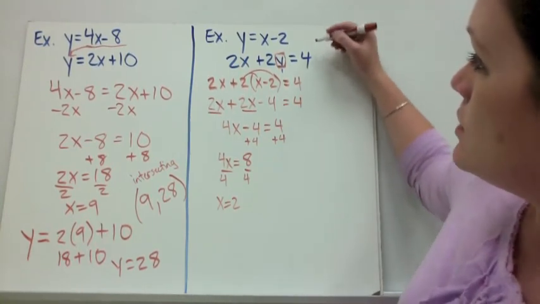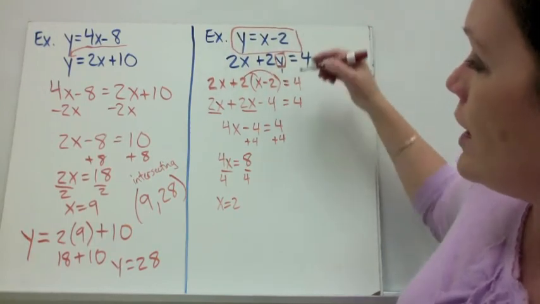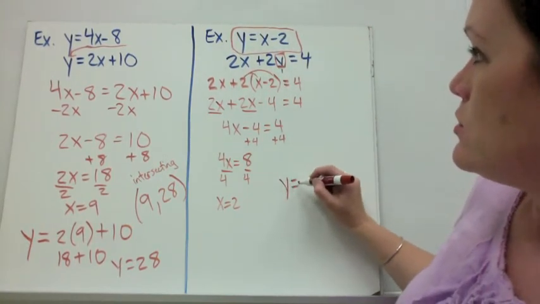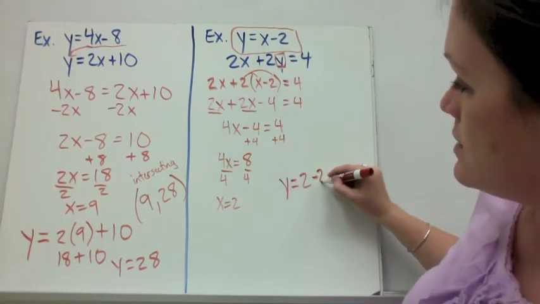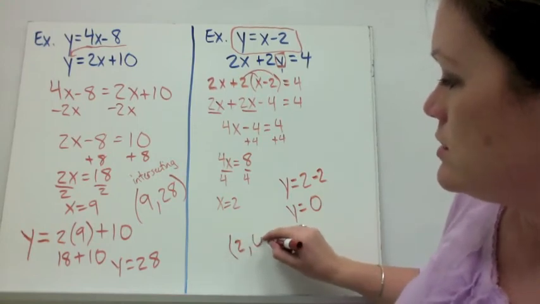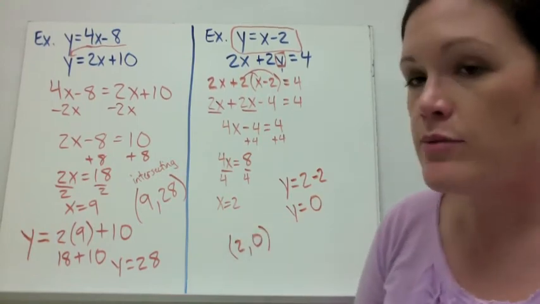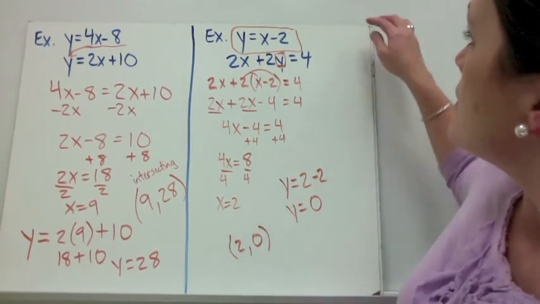So the easiest one to plug it back into would of course be this first equation that's already equal to y. So y would equal 2, because that's my x value, minus 2. So y would equal 0. So my solution is 2, 0. Again, they would be intersecting since I just ended up with one point. Let's look at another one.